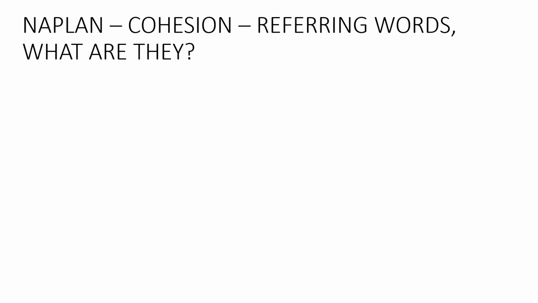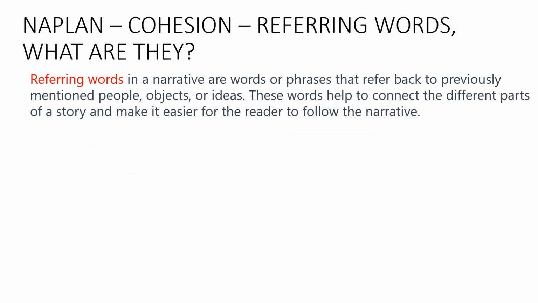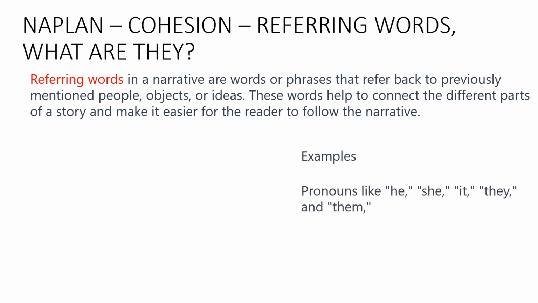On to referring words. Now, referring words are words or phrases in a text that refer back to previously mentioned people, objects, or ideas. These words help to connect different parts of a story and make it easier for the reader to follow the narrative. And here are a couple of examples of referring words. So some examples could be the usage of pronouns like he, she, it, they, and them.